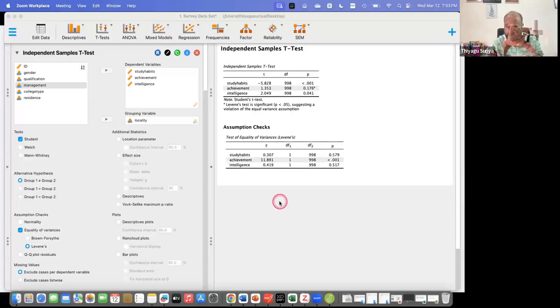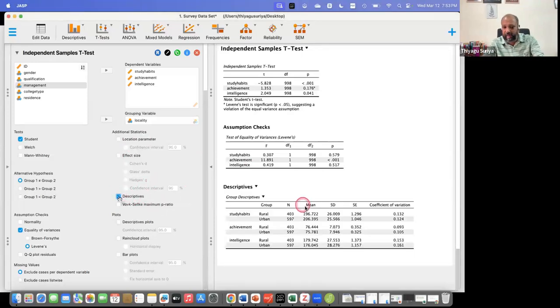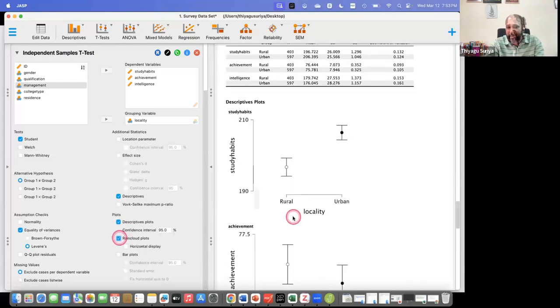Now, I'm just going to give some other insight about the JASP software. Suppose I want descriptives, I can click the descriptive statistics. If you want a plot, a diagram, we need to select descriptives, or in here, raincloud plots. What are the advantages?